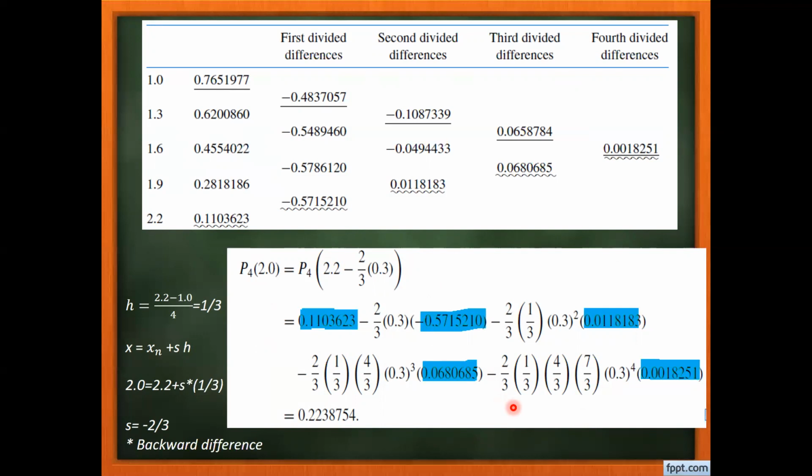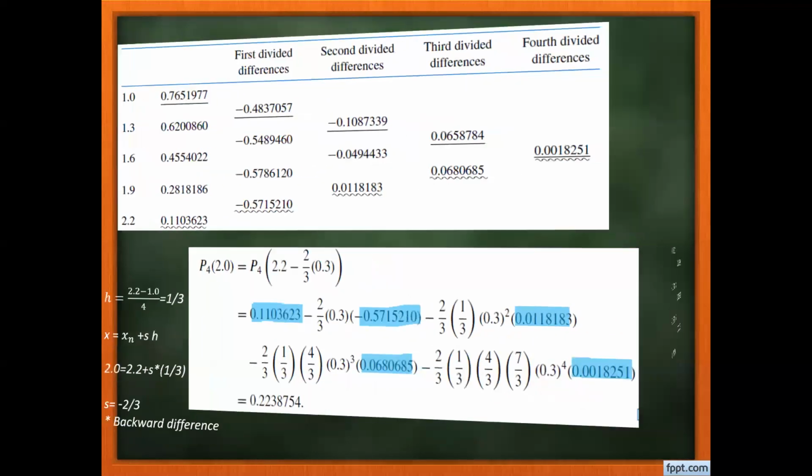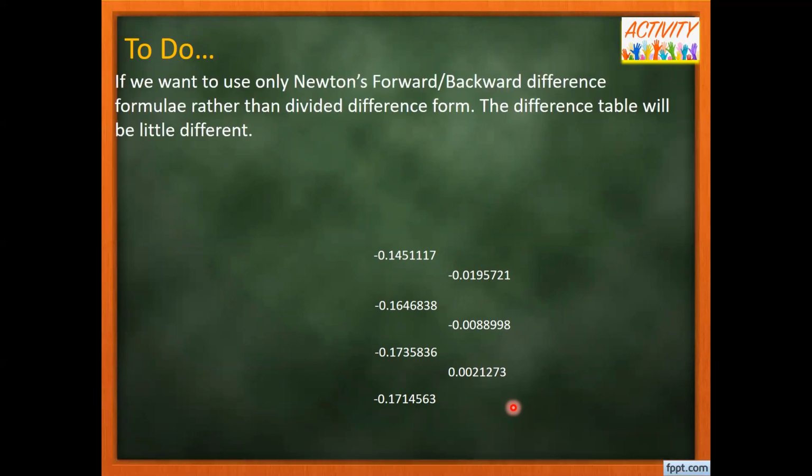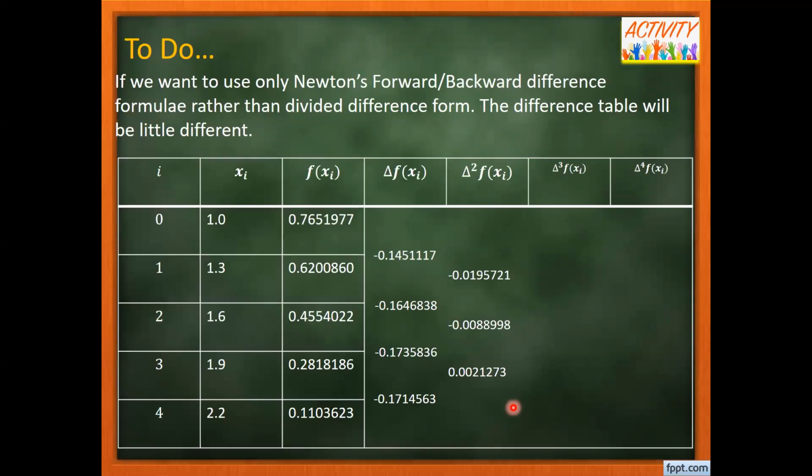But we have discussed the example only for divided difference. We need to discuss the example for Newton's forward difference interpolation and Newton's backward difference interpolation. So I left it as an activity for you to do. If you want to use the forward or backward difference formula rather than the divided difference form, the difference table will be a little different. And trust me, with forward and backward difference formulas, it simplifies your labor work. How? So let's discuss the table.